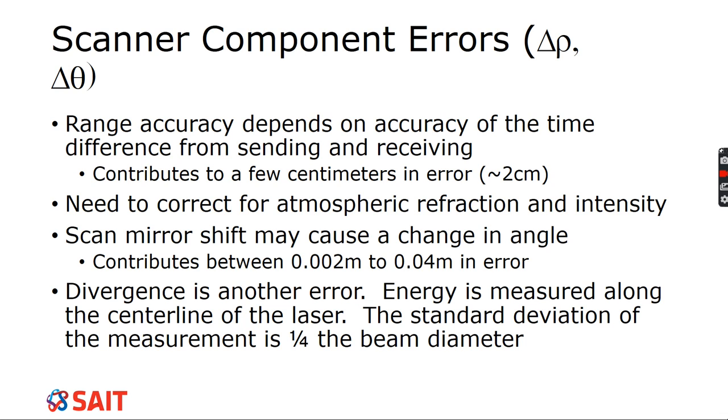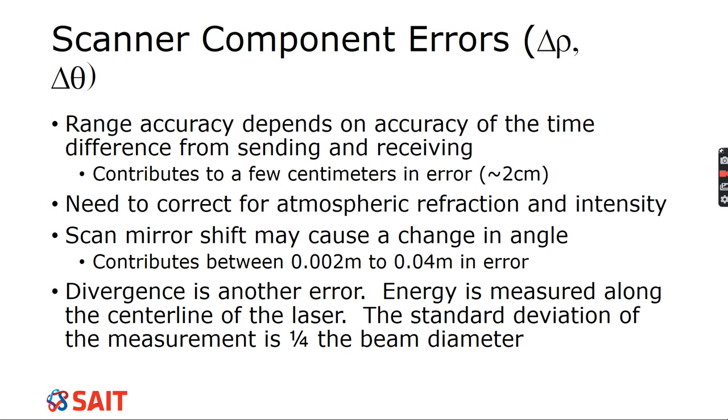Then we have scan mirror shifts that cause an angle error. So this happens within the scanner itself. If the mirror shifts, then we can end up with up to 4 centimeters of error. Generally speaking, this shouldn't be too much of an issue, but sometimes it is, so it's something to be aware of, and that is all within the scanner. That's something you'd have to take to the manufacturer to get recalibrated and adjusted.